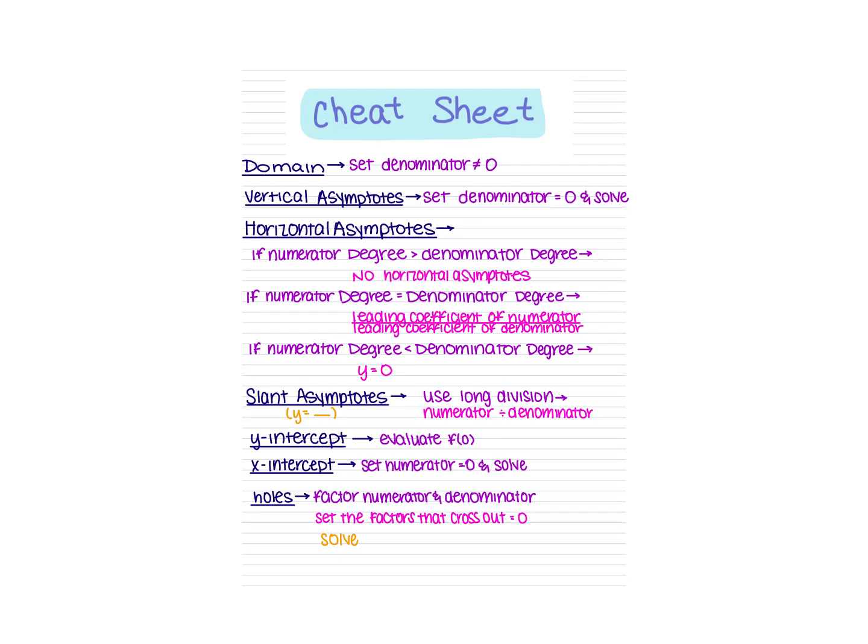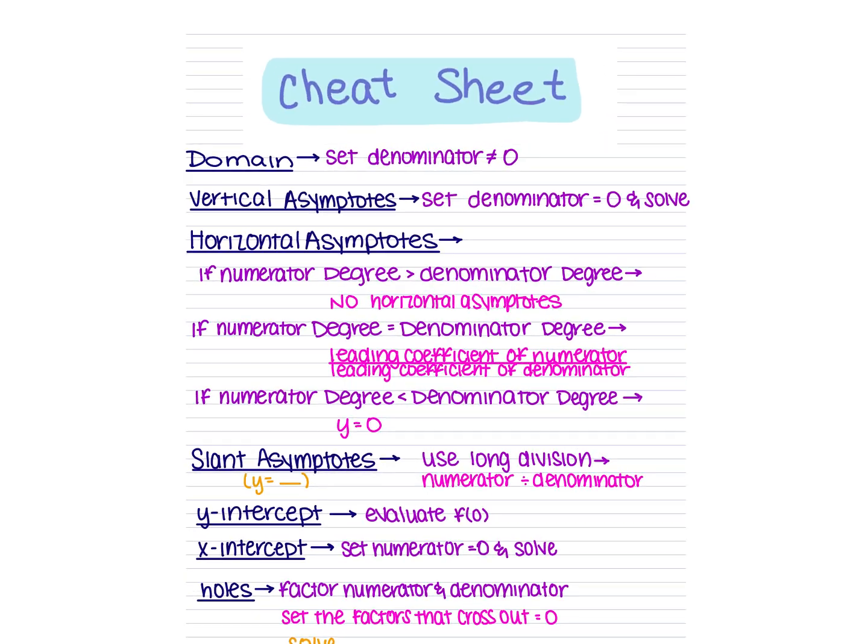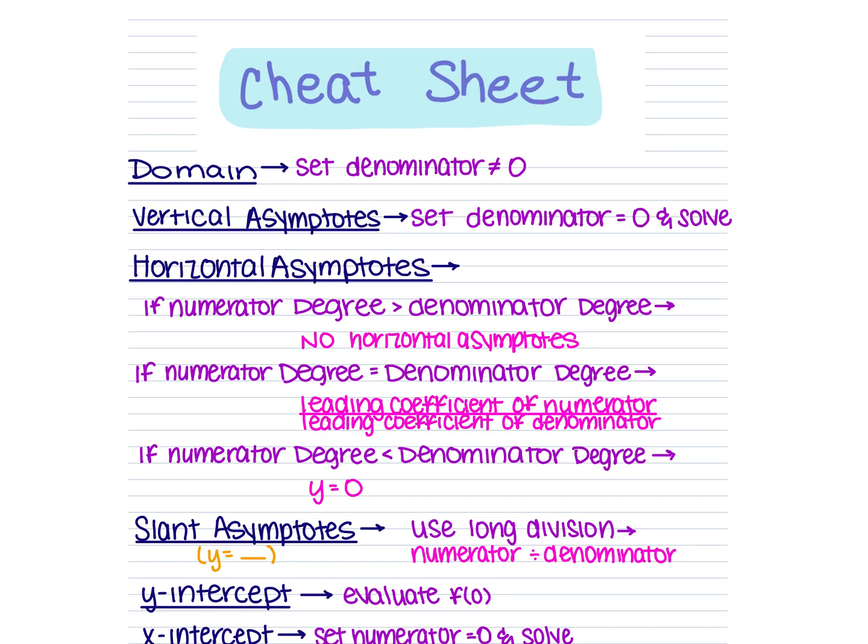Good morning. We're going over 3.6 today, which is rational functions. You have a bit of a cheat sheet in the first slide. This is everything you're going to need to be able to do by the end of this lesson. You're going to be able to find the domain, which is by setting the denominator equal to 0. You're going to have the vertical asymptotes, which you would get by setting the denominator equal to 0 and solving.